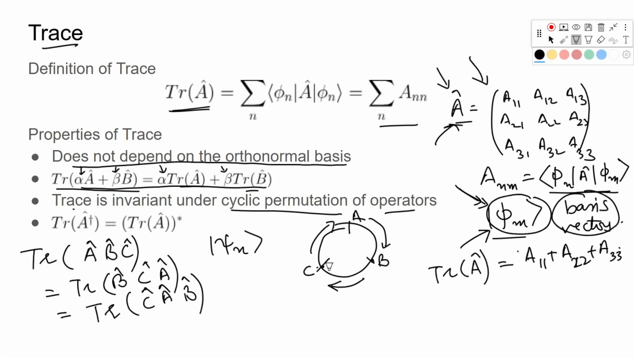If we were to go in the opposite direction, then it is not equal to these traces. This is not equal to trace of A, C, B, because here we have gone in the opposite order. So the trace is invariant under the cyclic permutation of operators. So you can put the operators in whatever way you want, but they have to maintain the same cyclic order. Another important property is that the trace of the Hermitian adjoint of A is the complex conjugate of the trace of A.